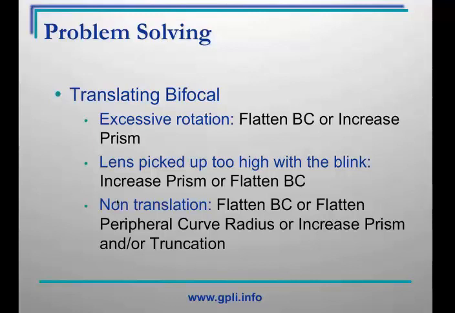So flattening the base curve, or secondarily flattening the peripheral curve radius, will bring the edge out onto that lower lid. Another possibility would be to increase the thickness of the edge, which you can accomplish by increasing the prism and/or truncation of the design.